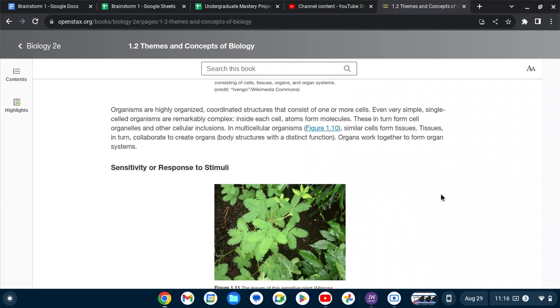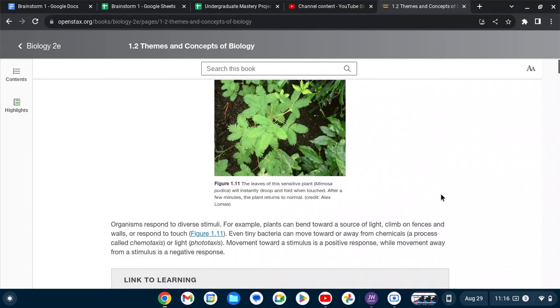Organisms are highly organized, coordinated structures that consist of one or more cells. Even very simple celled organisms are remarkably complex. Inside each cell, atoms form molecules. These in turn form cells, cell organelles, and other cellular inclusions. In multicellular organisms, similar cells form tissues. Tissues, in turn, collaborate to create organs, body structures with a distinct function. Organs work together to form organ systems.